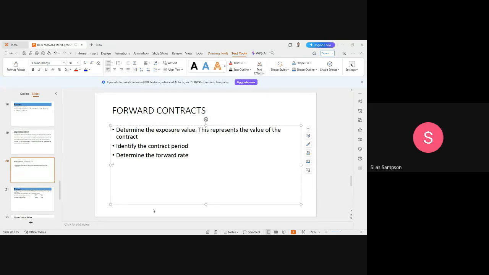Sorry, sir. This forward contract, is it under the interest rate theory or is it a subtopic? The topic is still under external hedging techniques. It is not part of the theories. Okay. Yes, it's not those ones we talked about.